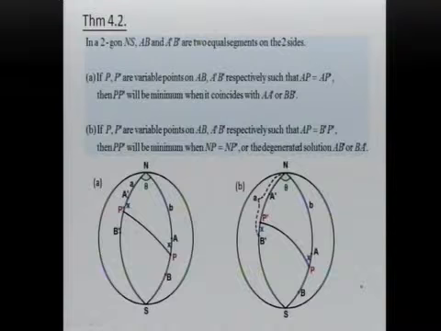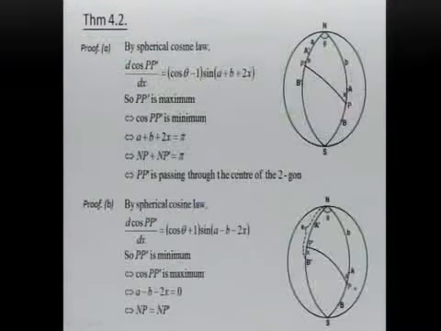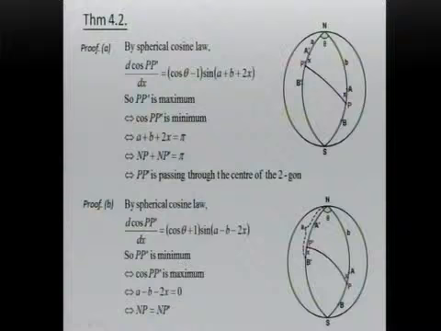Based on the two-gon, we use differentiation to find the minimum path of P'P, stated as Theorem 4.2. There are 2 cases. In case A, PP' is minimum when it coincides with AA' or BB'. In case B, PP' is minimum when NP is equal to NP', or having a degenerated solution AB' or BA'.